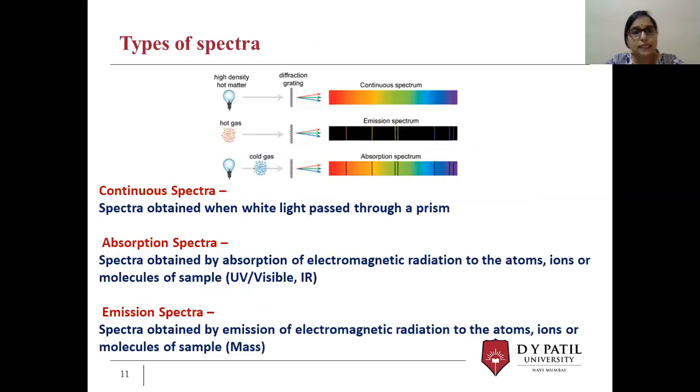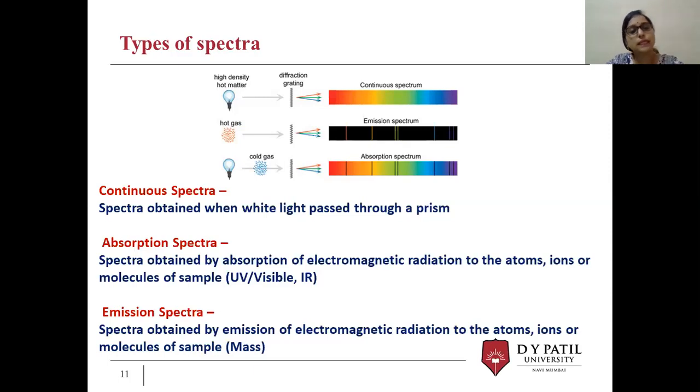If we take the kinds of spectra in detail, you can see from the figure that if high density hot matter is radiating, then a continuous spectrum can be expected. If hot gas is radiating, then an emission spectrum can be expected. And if a cold gas is absorbing, then an absorption spectrum can be expected. In the figure itself, you can try to understand the difference between the nature of these spectra, whether it is continuous, how the emission is taking place, and what kind of absorption spectra we can obtain.